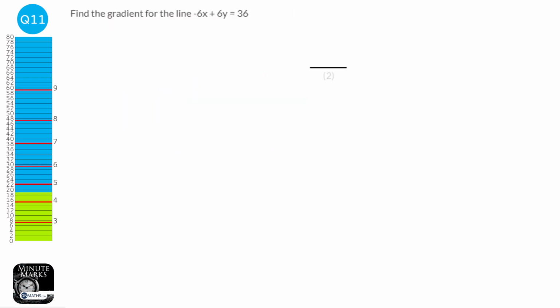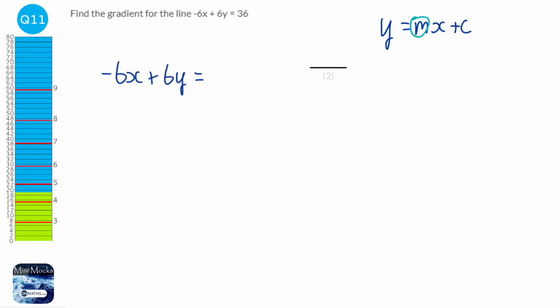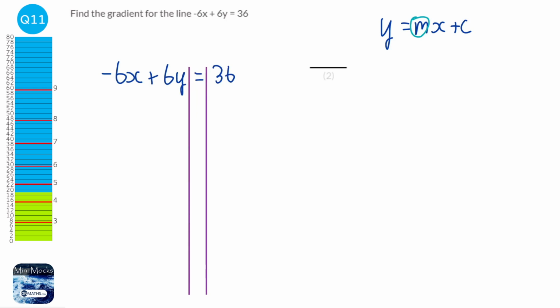So to find the gradient, we need the formula or the equation in the form y equals mx plus c. And the m there will give us what the gradient is. So we're just going to be rearranging this equation. And so I'll get my lines in. So first thing I'm going to do is get rid of the x's from the left hand side, and we can do that by adding 6x both sides.